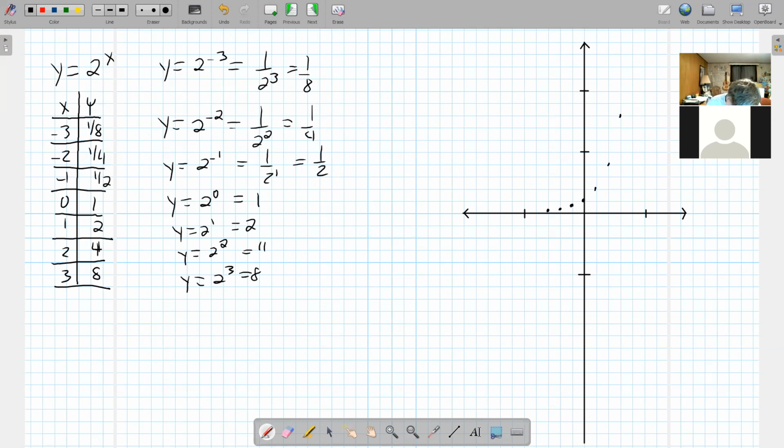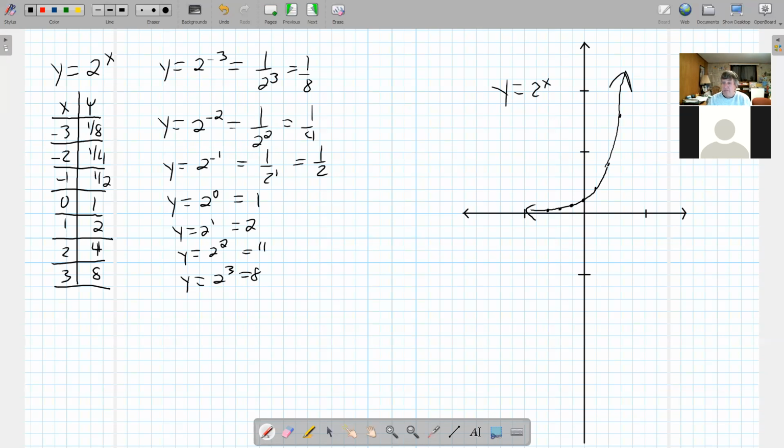Close, but not quite. I've got this plastic shape thing I use to draw graphs, but okay. So there's the graph of y equals 2 to the x power. All right. This is an exponential equation. Let's take a look at some of its characteristics.